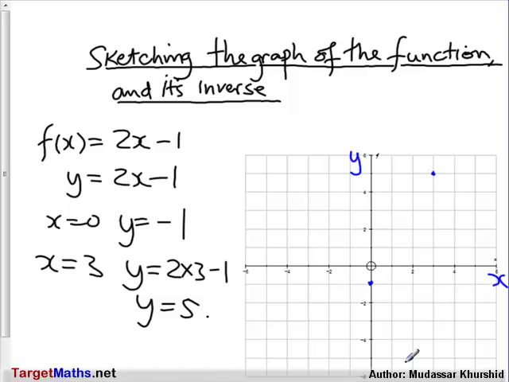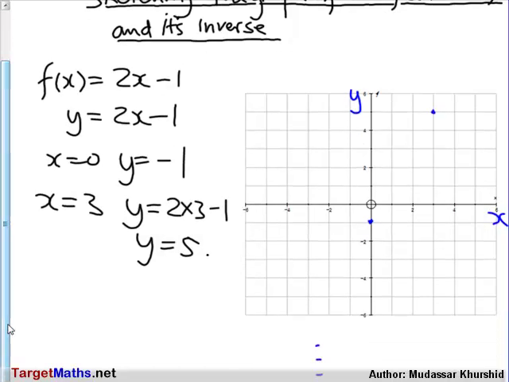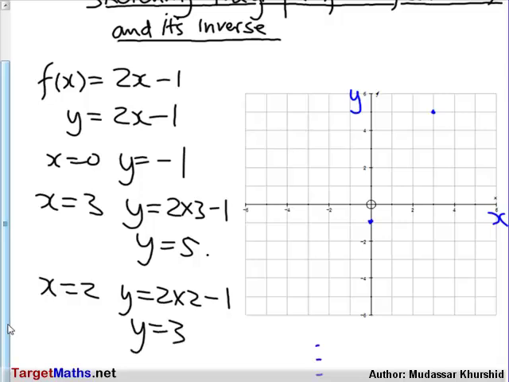To get a more accurate line, we should take another point. So now, when x equals 2, y will equal 2 times 2 minus 1, y is equal to 3. So, putting this point on the grid, when x equals 2, y equals 3, we have a point over here. Now we should connect these 3 points with a straight line. This is now the graph of the original function.